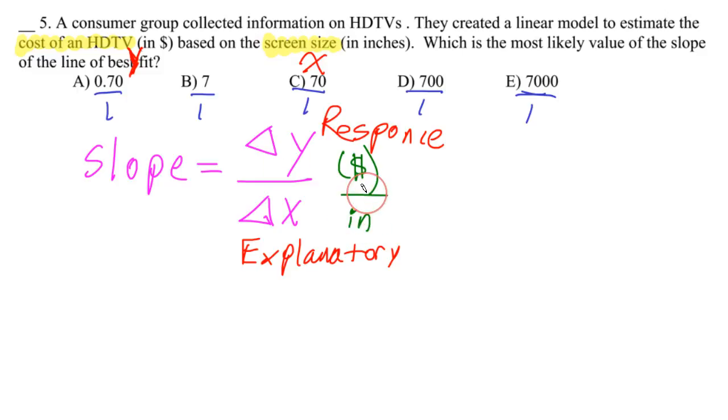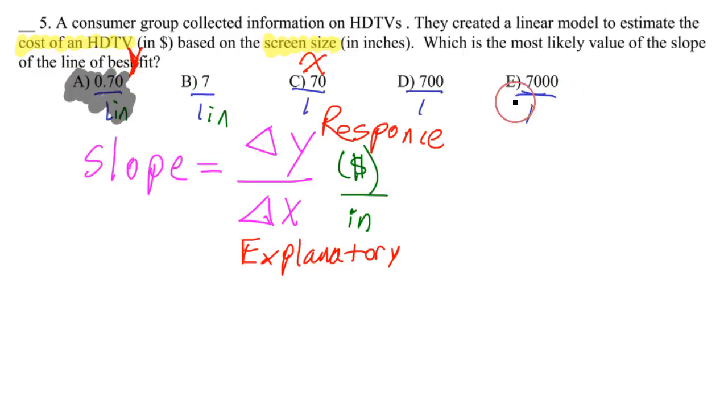So let's see if this makes sense. For every 1 inch, because remember all these bottom numbers are going to be inches, I'm going to get $0.70. Well, $0.70 is 70 cents. So we're basically saying that if you get a TV and you want an extra inch, you're only going to pay 70 cents extra. That seems a little low, so I'm going to go ahead and cross that out.